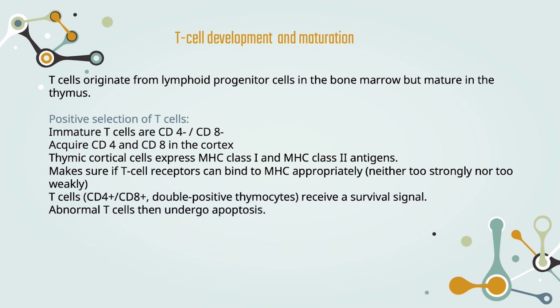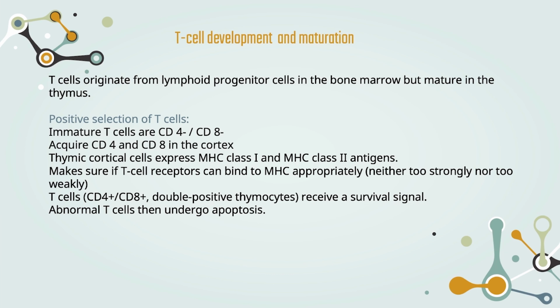Now, the T cells which have both CD4 and CD8, also called double positive, receive a survival signal. That is, any T cells which contain both CD4 and CD8 can move to the next process of selection and maturation. Now, if there are some T cells which have some kind of abnormal binding with CD4 and CD8, they undergo apoptosis and they're destroyed. All right. We do not want T cells which have abnormal CD4 and CD8 receptors, right?